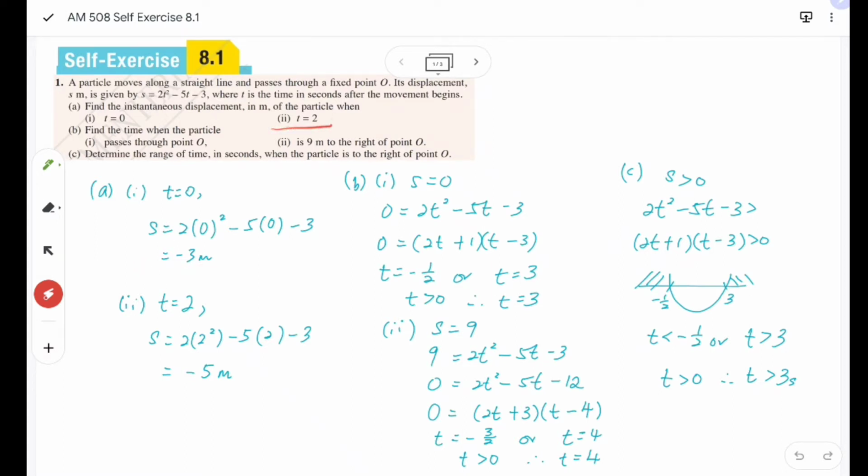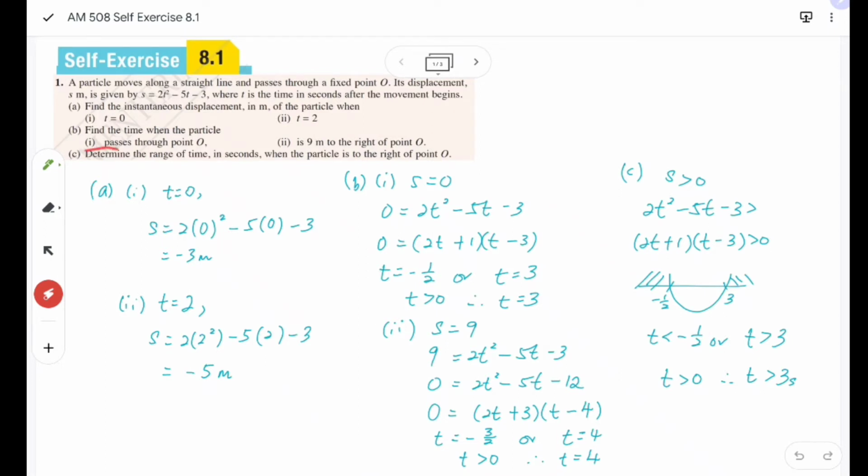Number 2, when t equals 2. So when t equals 2, s equals 2 times 2 squared minus 5 times 2 minus 3, and we get negative 5 meter. B, find the time when the particle, number 1, passes through point O. Number 2, is 9 meter to the right of point O.